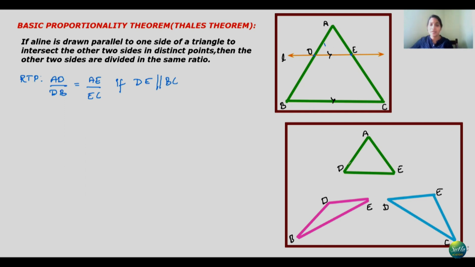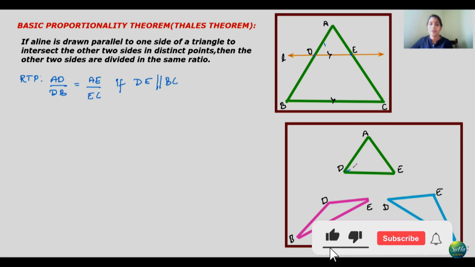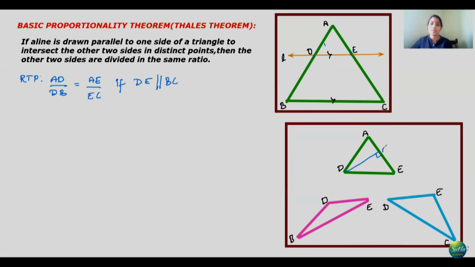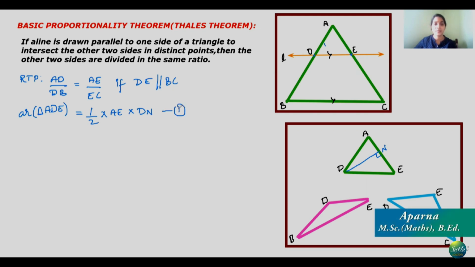In the triangle part, I can draw a perpendicular line from vertex E to the base AE. I'm calling this DN. So this DN will be the height of this triangle, so we can find the area of the triangle ADE. Let us find the area of triangle ADE first, with respect to the height DN. So this is equal to half of base AE into height DN. Call this equation 1.